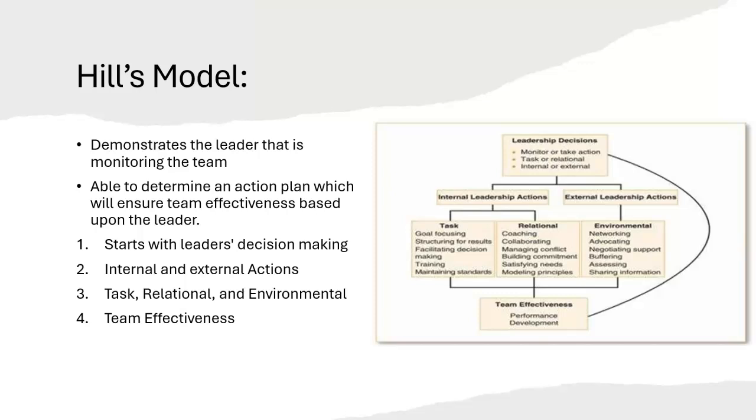My 4 bullet points here, as we can see in the picture, start with the leader's decision making at the top, which is broken down into internal and external actions, and then that is broken down into relationship, relational, and environmental. And then lastly, at the bottom is team effectiveness, which is performance and development.